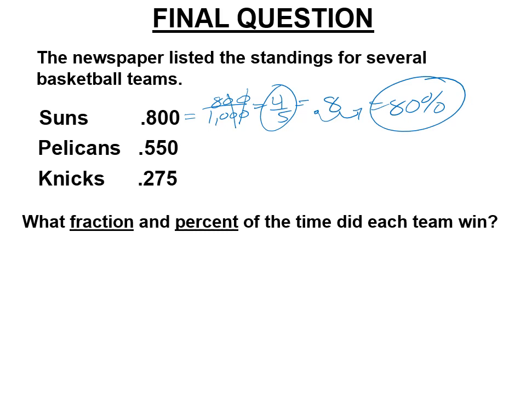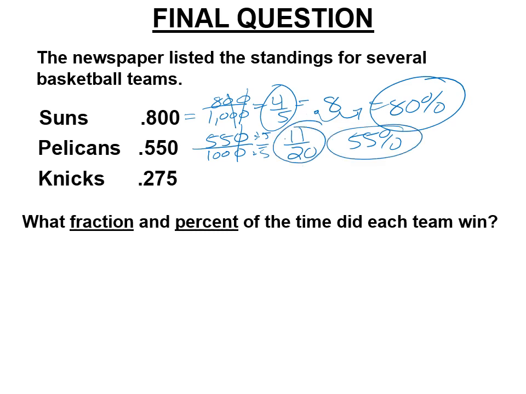All right, this one is 550 thousandths. I can just cross that out, and that's 55 out of 100. So that's 55%. I still need the fraction though. It says what fraction and percent. So that has to be simplified. Divide top and bottom by 5, and you get 11/20. So they won 11 out of 20 games so far, and 55%.